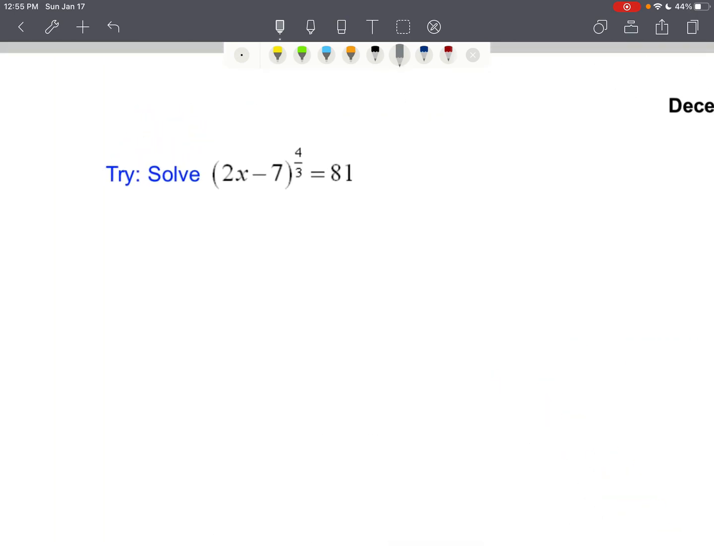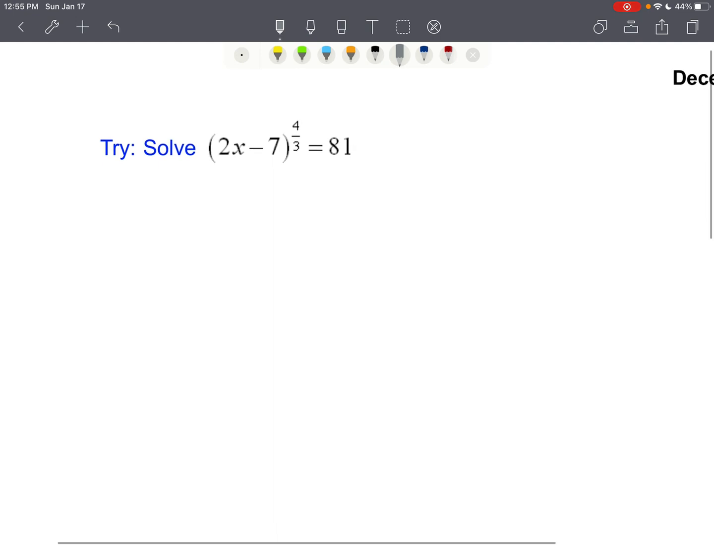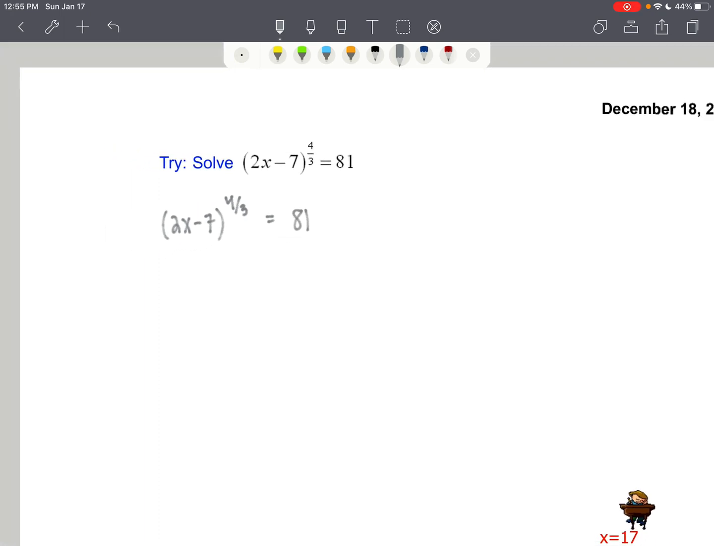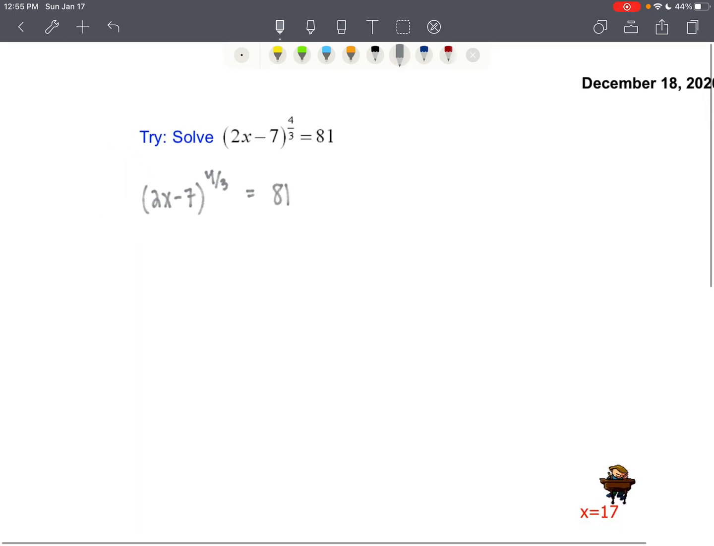Okay, here's one for you to try. 2x minus 7 raised to the 4/3 power equals 81. It's a try, but make sure you come back, press pause and come back and watch the entire solution. So here I've got 2x minus 7 raised to the 4/3 power equals 81. And you can see the answer is x equals 17.